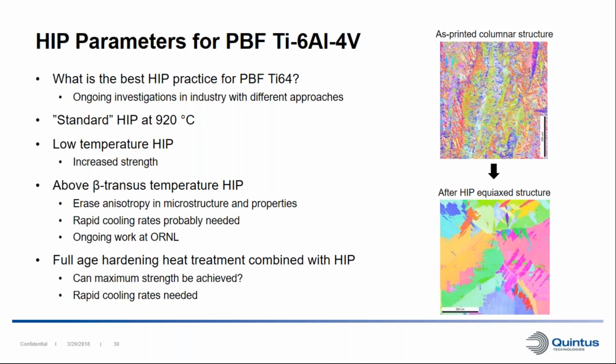Another approach is to HIP above the beta transus temperature of the material. The purpose with this HIP cycle is to be able to erase anisotropy in the microstructure and also in the properties. When we're looking at this high HIP temperature, we probably need rapid cooling from that temperature and down. And Oak Ridge National Laboratory is looking at this kind of cycle right now, so I hope to get some good results out of that soon. We can actually see some early results from their work here to the right. So up here we have the typical columnar microstructure of an EBM printed Ti-6Al-4V, and this is a completely equiaxed microstructure after above beta transus HIPing.